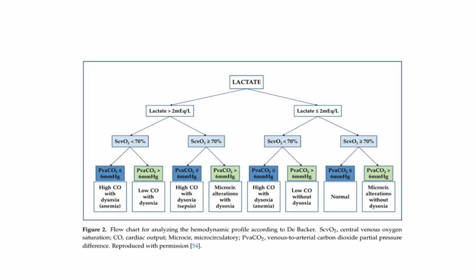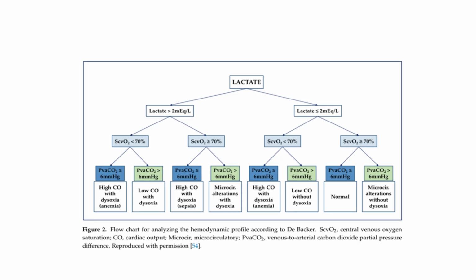We begin with lactate. When lactate is elevated, typically above 2 mmol per liter, it signals that something is wrong at the tissue level. However, lactate alone does not tell us the exact cause. It can increase not only in hypoxia, but also in sepsis, inflammation, or catecholamine stimulation. So, we need additional information.